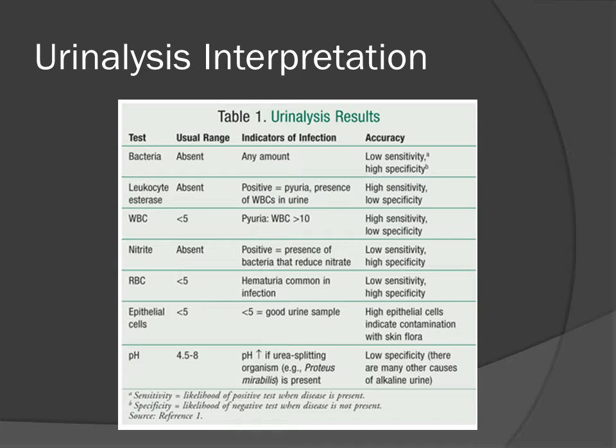Red blood cells have low sensitivity but high specificity because hematuria is very common in infections. Epithelial cells, so high epithelial cells indicate contamination with skin flora. And then pH has a low specificity. There's many other causes of alkaline urine than just a urinary tract infection.